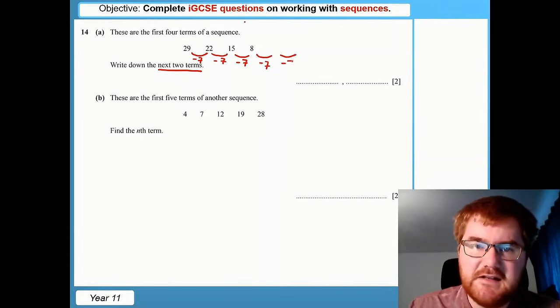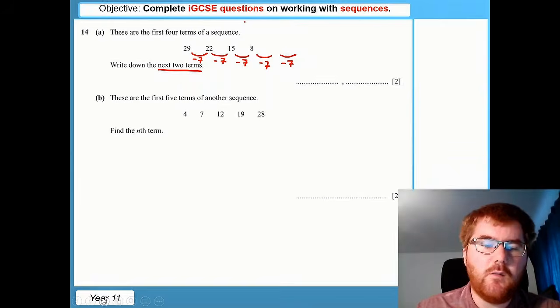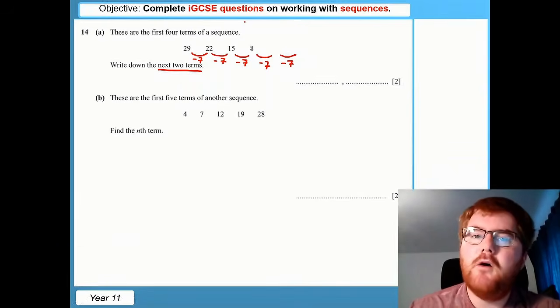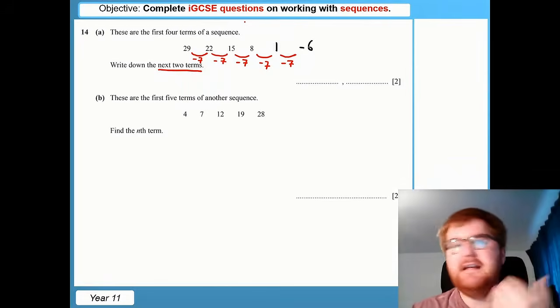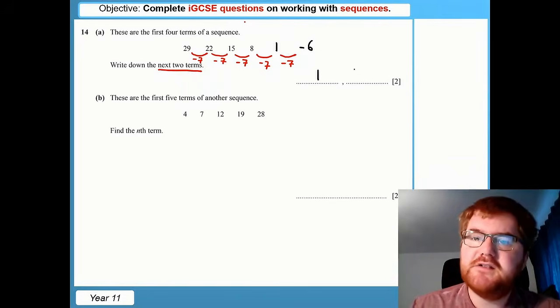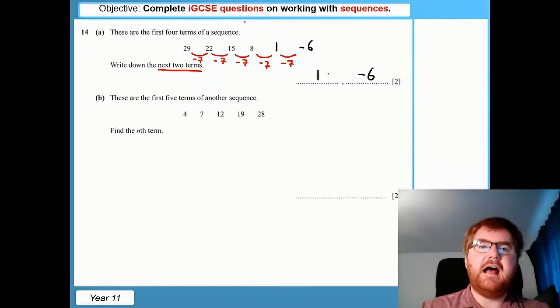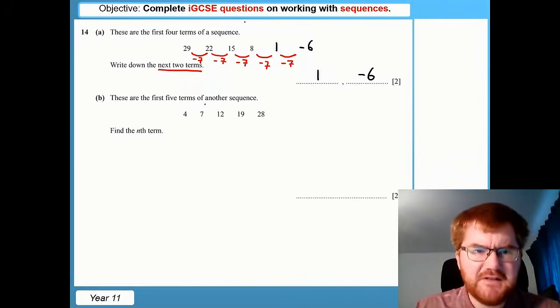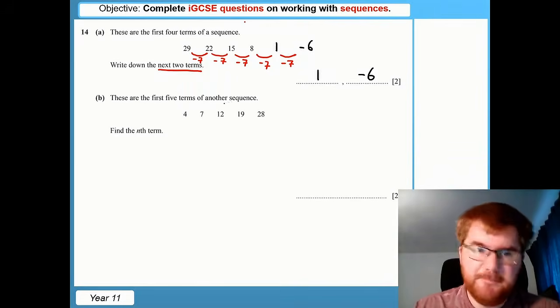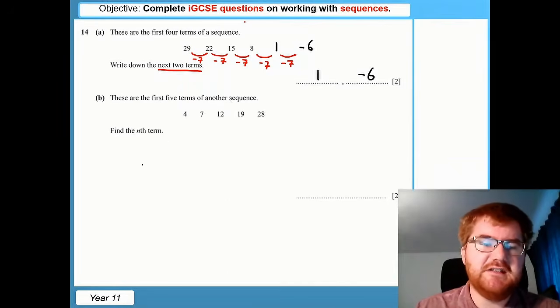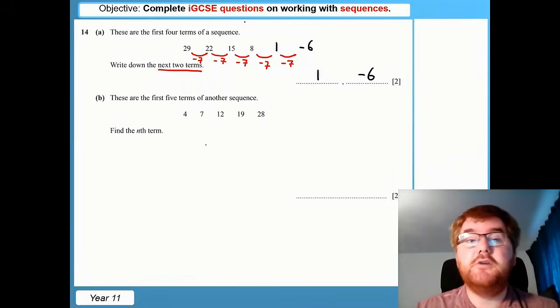So let me draw that in red. And then we just need to work out what calculation that is. Well, 8 minus 7 is equal to 1. And 1 minus 7 is equal to minus 6. Again, you've got a calculator if you need to check those as well. So our answer is going to be 1 here and minus 6. Now, the second part of the question, these are the first 5 terms of another sequence. So 4, 7, 12, 19, 28, and we need to find the nth term. And just like we did in the previous question, what we should start with here are the differences.